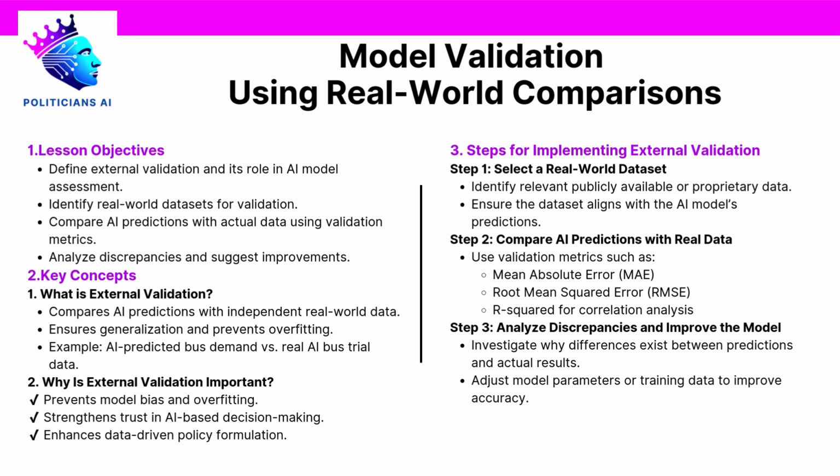For example, an AI model predicting bus ridership may fail to account for a public event or extreme weather conditions that significantly impact demand. By identifying and understanding these discrepancies, you can adjust the model's parameters, refine its training data, or include additional variables to improve its performance. This iterative process is key to building models that are not only accurate but also robust and adaptable.